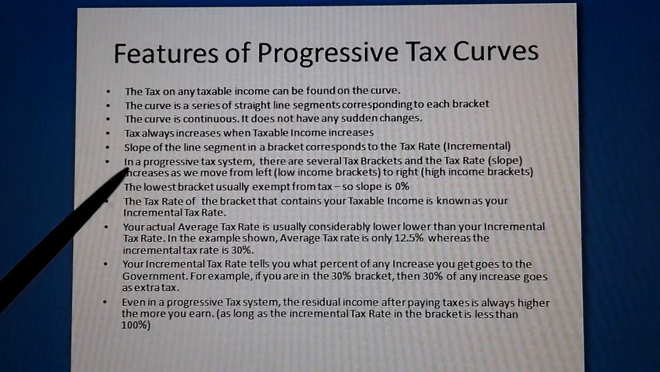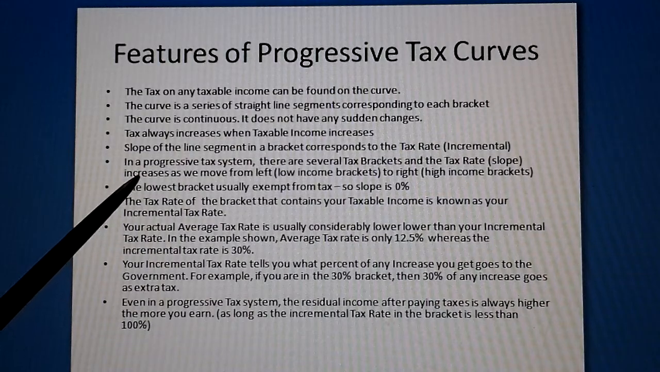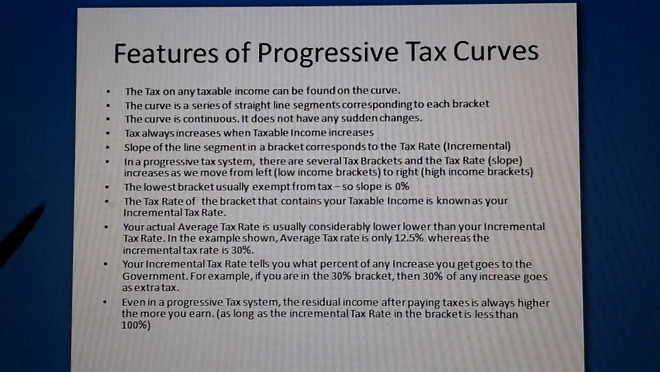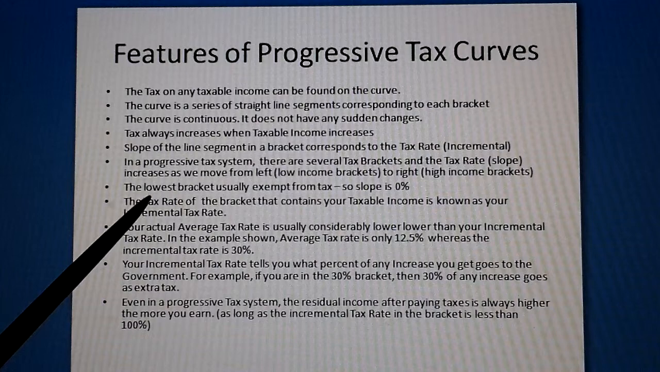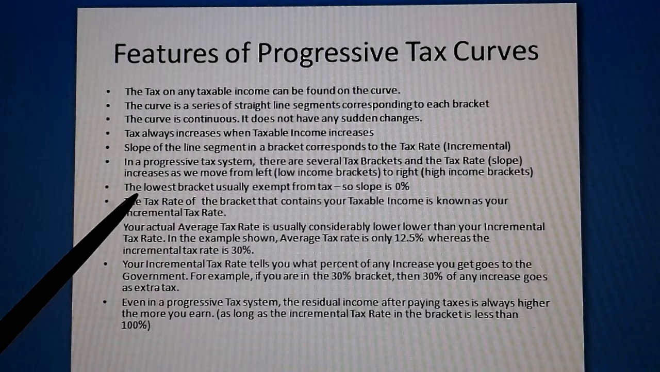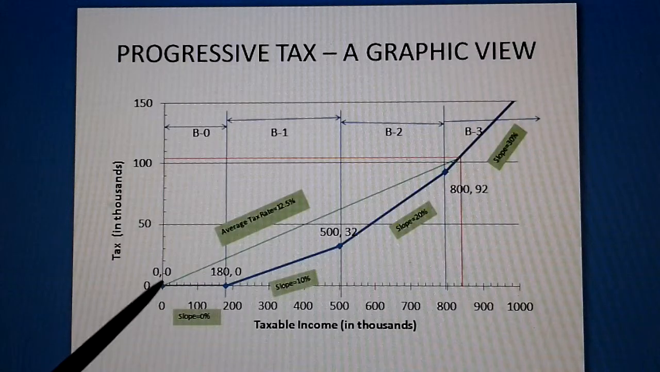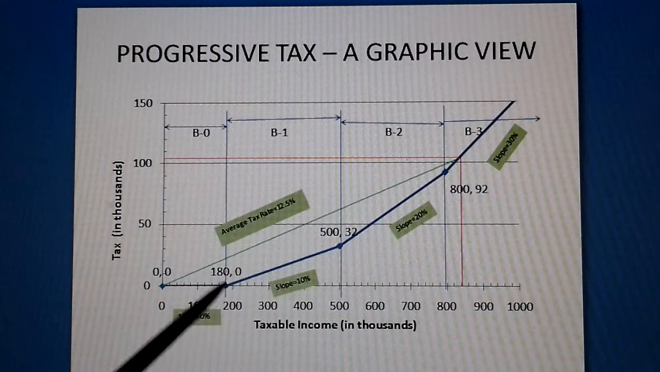In a progressive tax system, there are several tax brackets. We've seen that, and the tax rate increases as we move from left, low income, to the right. The lowest bracket is usually exempt from tax, so its slope is 0. That's this portion of the curve, and this is usually called the 0 bracket. Almost every progressive tax system has that, because people who earn very little should really not have to bother about paying tax.